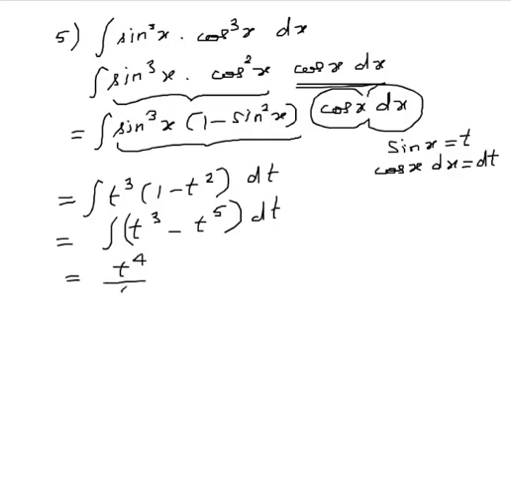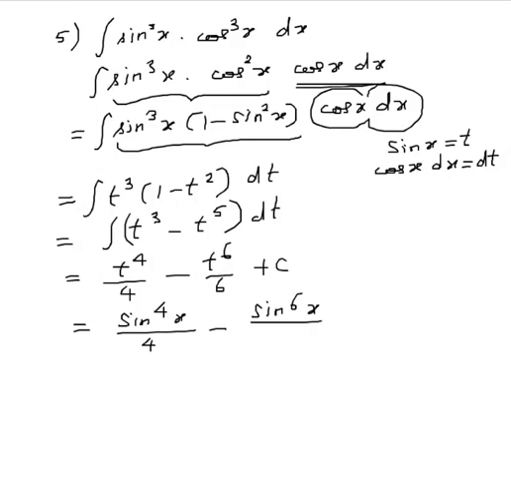Integral of t cube is t power 4 by 4, and this is t raised to 6 by 6, plus c, and substitute for t. t is sin x. Therefore, the answer is sine power 4x divided by 4 minus sine power 6x divided by 6, plus c. It depends.